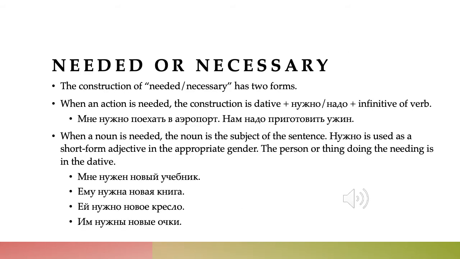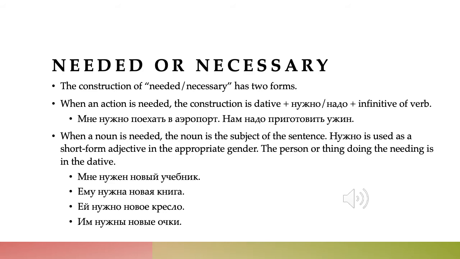Then we have the construction of something being needed or necessary. And this has two similar but slightly different constructions. If we're talking about an action being needed or necessary, and we're going to use a verb, then we have the dative of the person who needs to do the thing, and then either нужно or надо, both are fine, they're completely interchangeable, plus the infinitive of the verb, as in мне нужно поехать в аэропорт. I need to go to the airport. Нам надо приготовить ужин. We need to make supper.